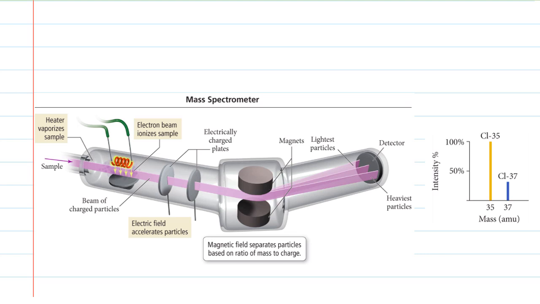A much smaller person is going to get bumped off that path a lot easier. The same is true with these charged particles. The lighter ones are going to be deflected more, and the heavier ones will be deflected less.